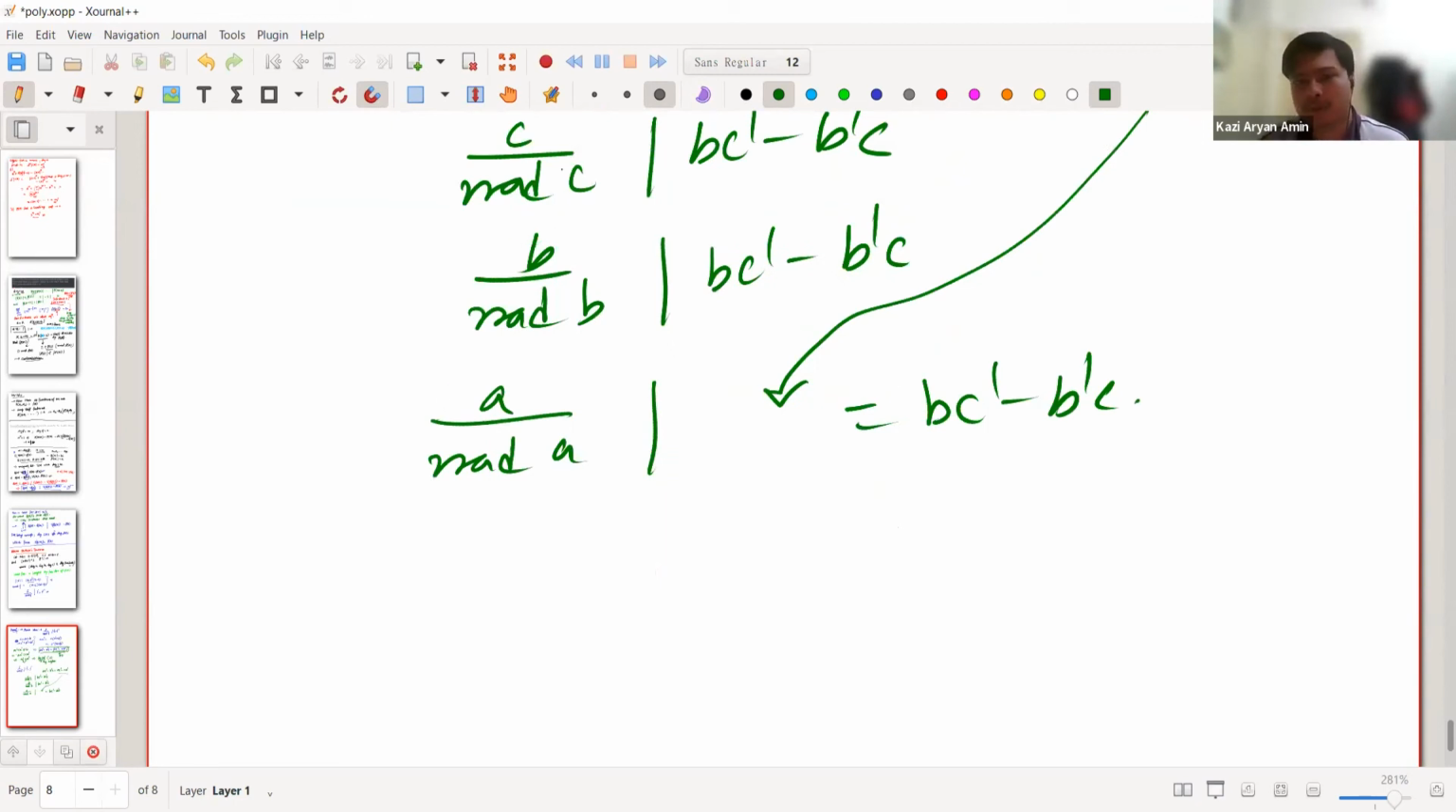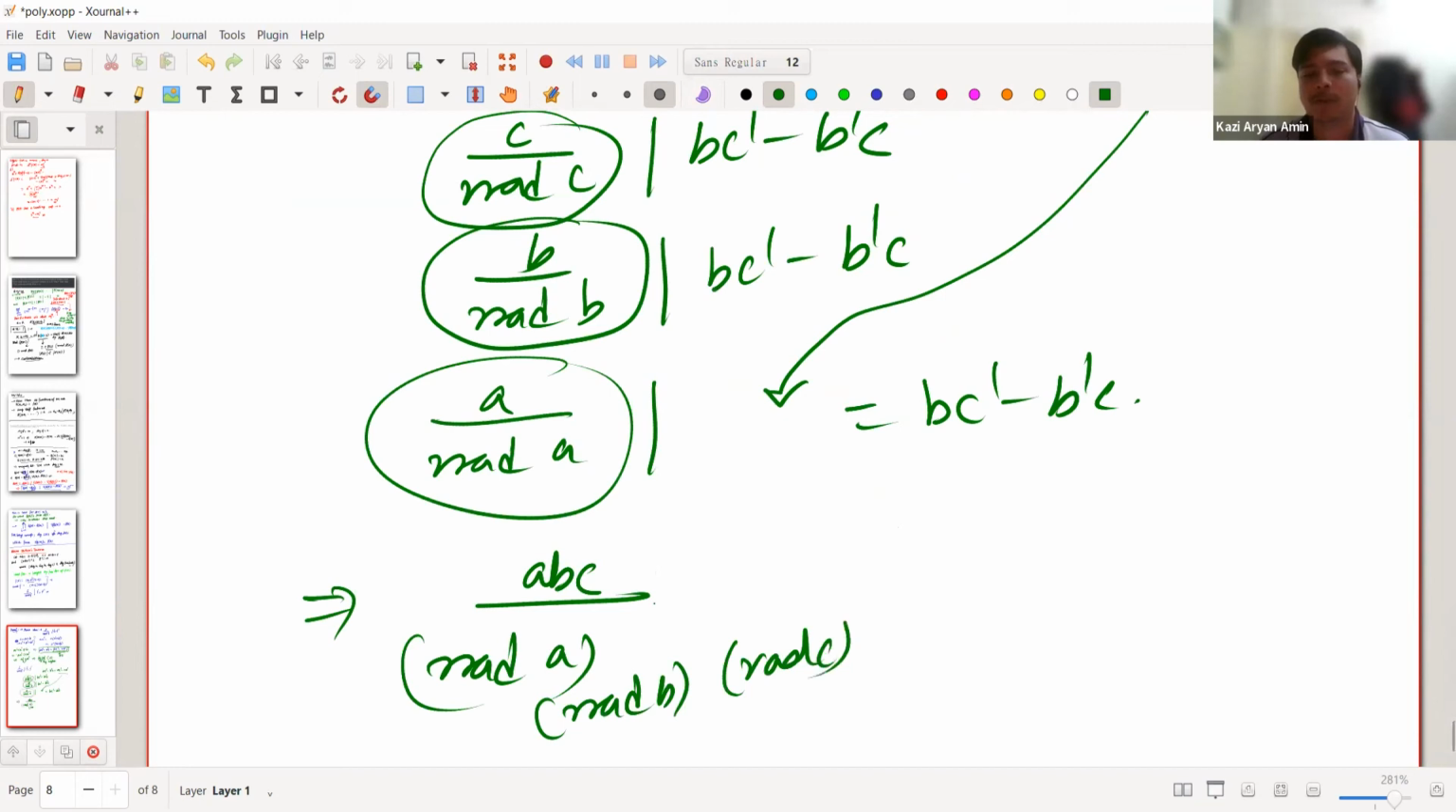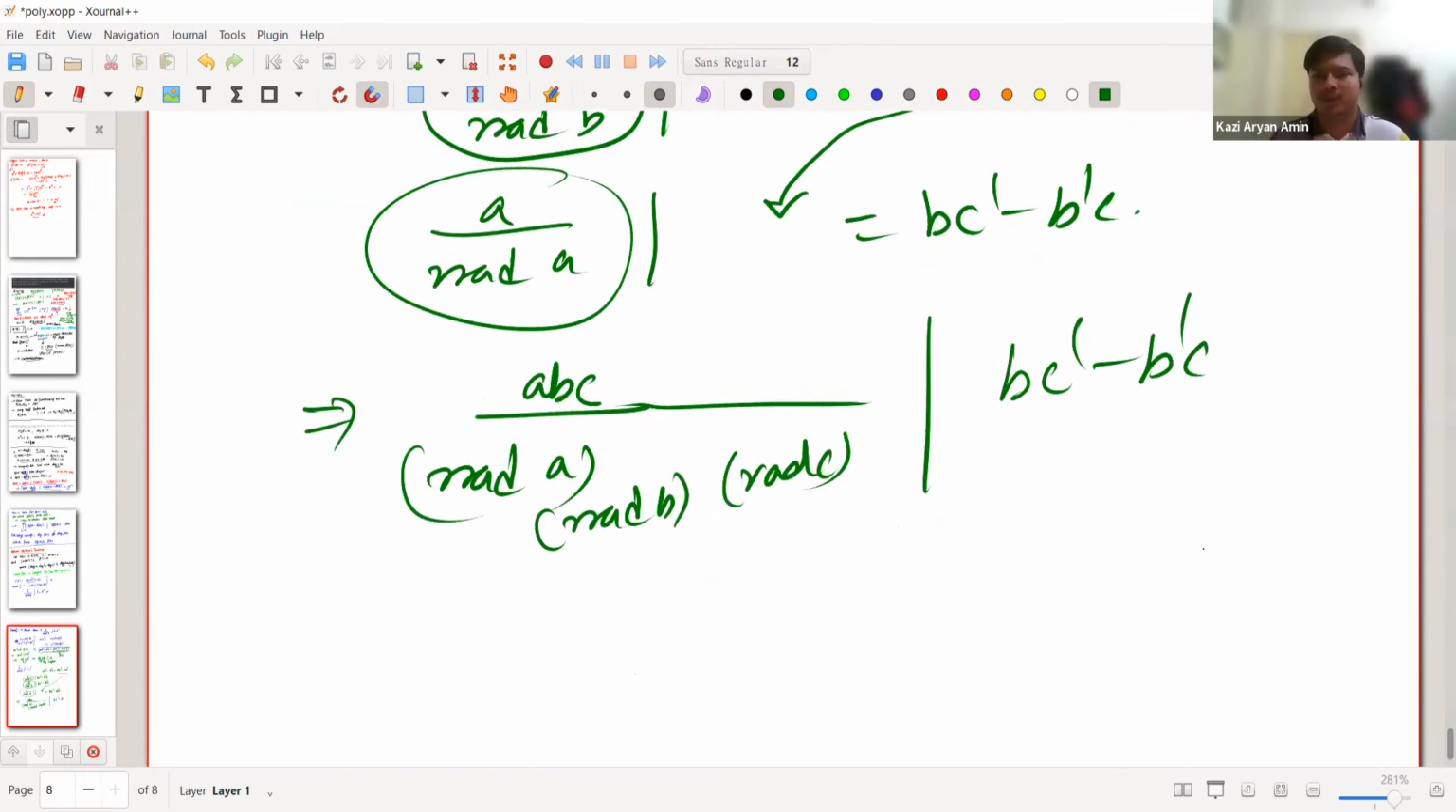Now note that since A, B, C were all co-prime, all these factors are co-prime as well, right? So this basically means that ABC by rad A times rad B times rad C divides BC dash minus B dash C. But what is the denominator actually? These are co-prime polynomials, so the rad of all of them is just the rad of ABC. Try to understand why this works.